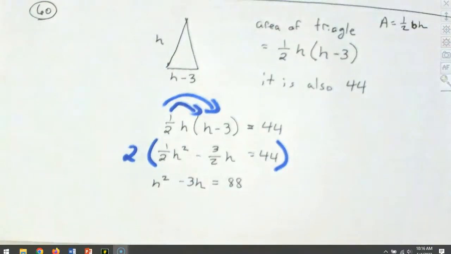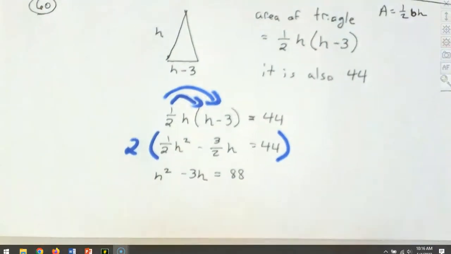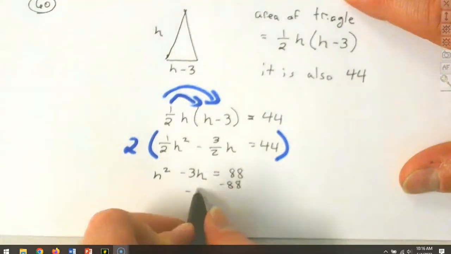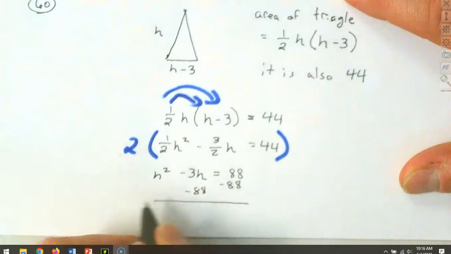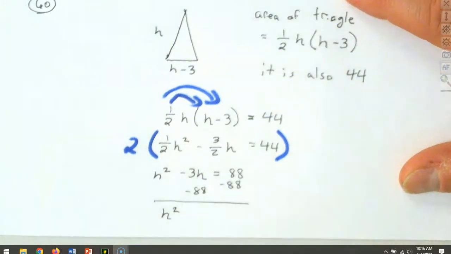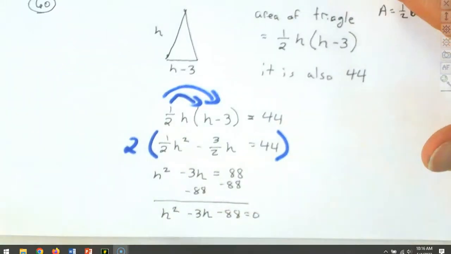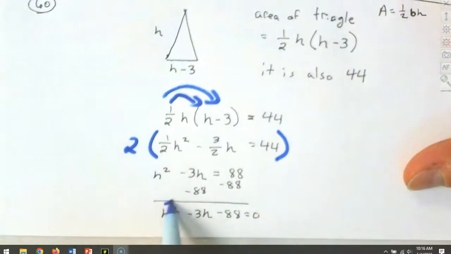Now we should know what to do. We've got to set this equal to 0, and we're going to try and factor it. So move that 88 over. So that's h squared minus 3h minus 88 equals 0. First times the last is going to be an 88.